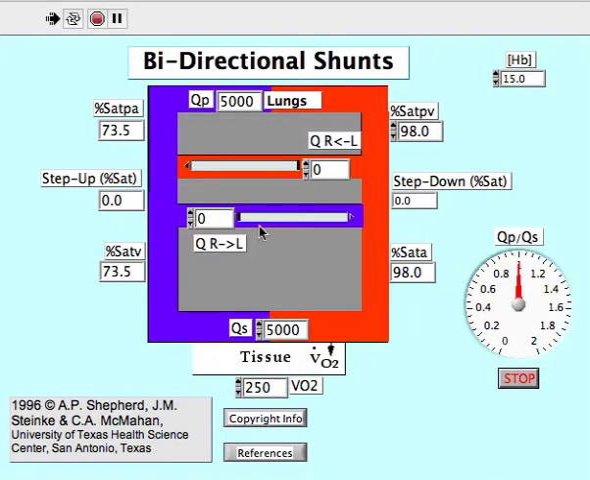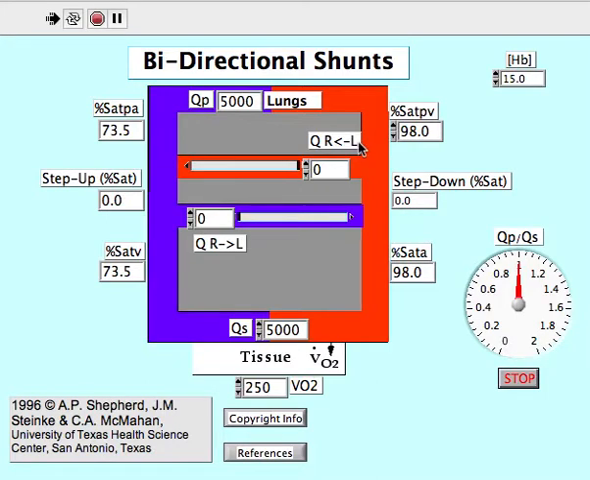So that same 5 liters per minute is going through the lungs and then through the systemic circulation at a rate QS. Then, after that oxygen has been taken out, that venous blood flows back to the heart and is returned to the lungs, where this cycle repeats itself as long as we live.